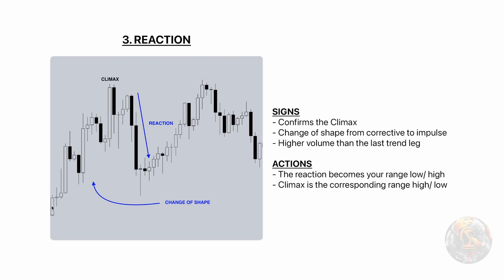Why? Price is acting differently. Price tells you everything. So the change of shape from corrective to impulse is one of the key ways to know if a trend has ended. And if a trend has ended, you can say the climax is in. And of course, higher volume than the last trend leg. So if you looked at this and the uptrend, the impulse, had lower volume than the reaction that came after it, much like the previous event I talked about, that's a sign as well that the reaction is valid and it confirms the climax.